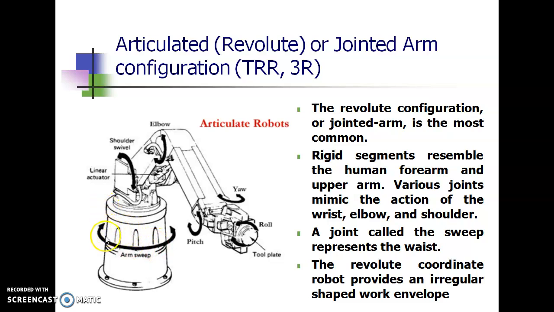All the joints are going to be rotational joints. This is a T joint, twist or rotational joint. This is again a rotational joint, and this is again a rotational joint. So the waist, shoulder and elbow are all rotational joints. So it is denoted as TRR or 3R. This is again a wrist assembly. You need not bother about the wrist assembly. So TRR, all the joints are rotational joints. Because of that it is called 3R.